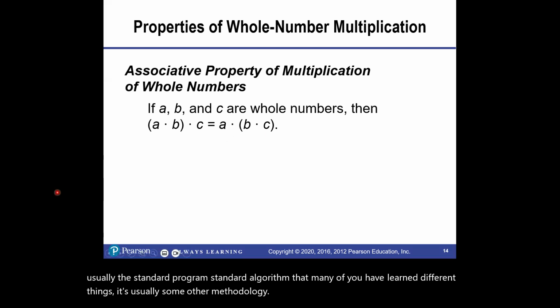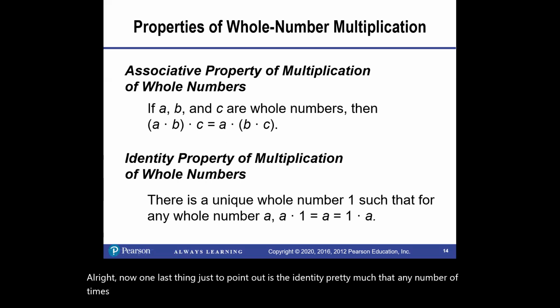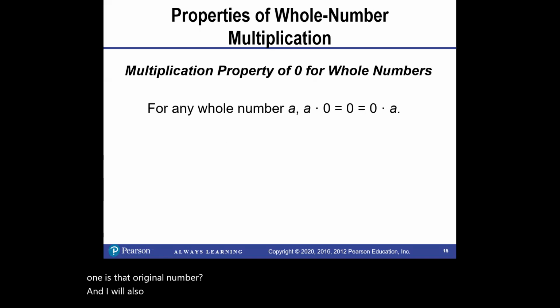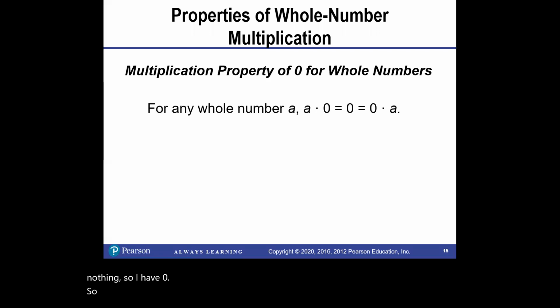All right. Now, one last thing just to point out is the identity, pretty much that any number times 1 is that original number. And I will also throw in one last one. Any number times 0 is 0. And this makes sense when you do repeated addition. If 1 times 3 is 3, 2 times 3 is 6, because it's 2 3s. If I have 0 3s, then I have nothing, so I have 0. So that hopefully makes a little bit more sense, and it's kind of a hard thing.